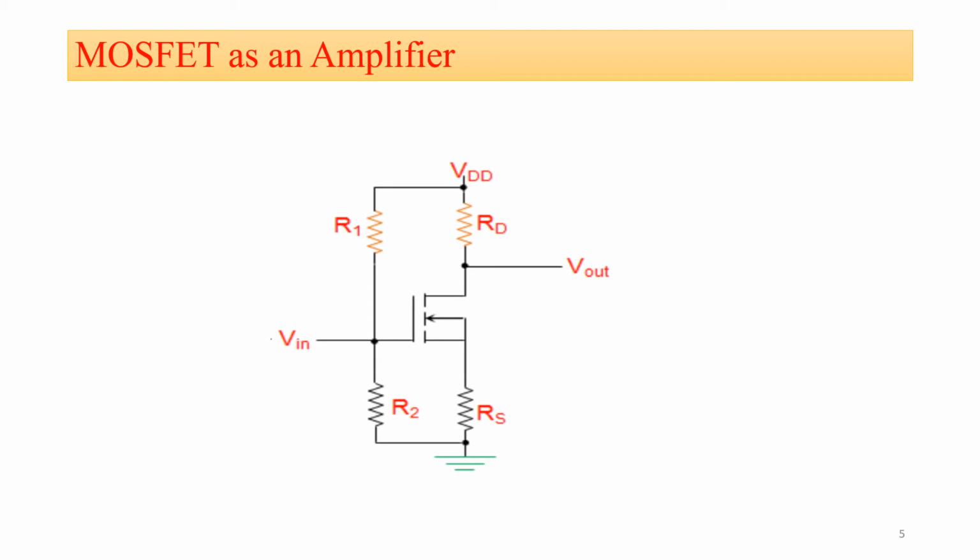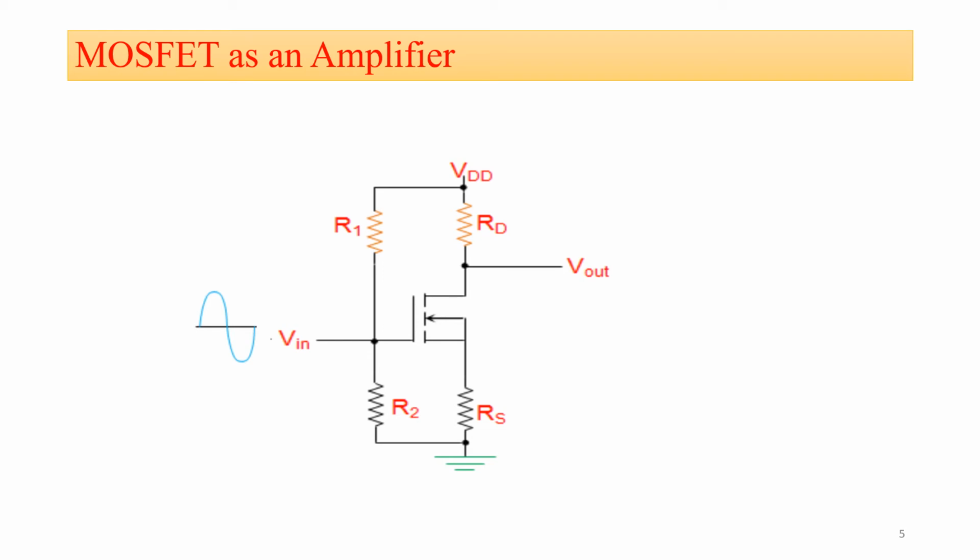In case of our transistor, our output current totally depends on how much input current is there. But in case of the MOSFET as an amplifier, the input signal is applied to the gate terminal, our drain is connected to VDD, and our source terminal is connected to the ground potential.